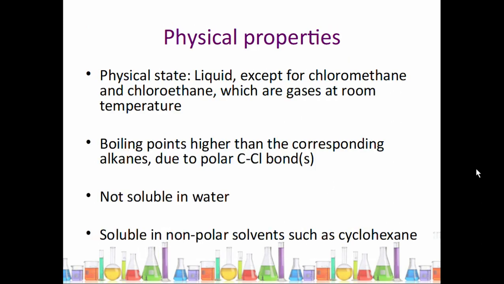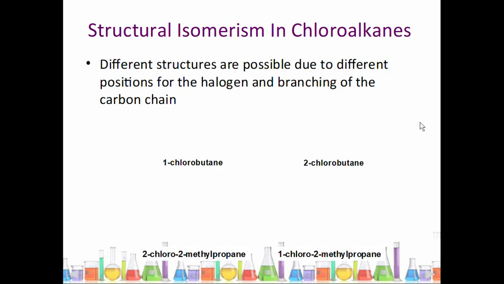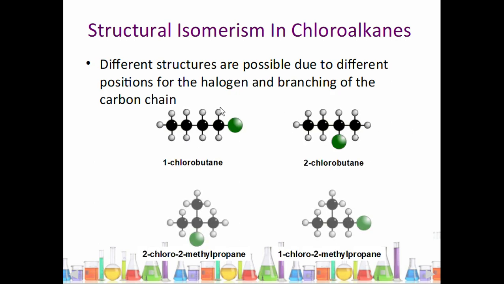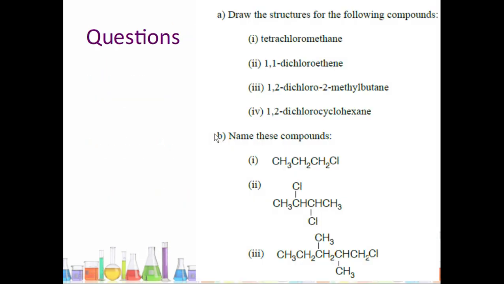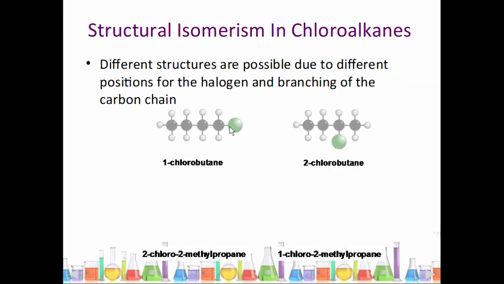Just some properties that you need to know. Physical state, they are all liquids except for the first two, chloromethane and chloroethane. These are gases at room temperature. Boiling points are higher than the corresponding alkane due to the polar carbon to chlorine bond. So if I look at 1-chlorobutane here, if we look at this part of the molecule just here, you'll notice we've got a carbon and a chlorine. Now, if you look at their electronegativities, they're going to give you a polar bond. So we do have 1 polar bond in the molecule.